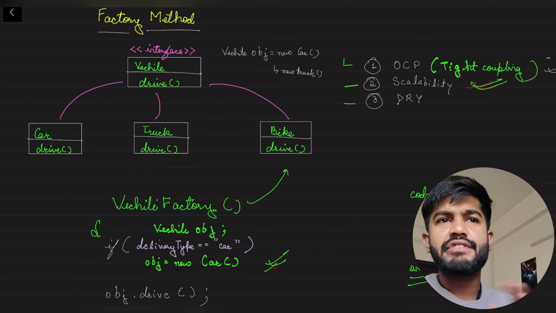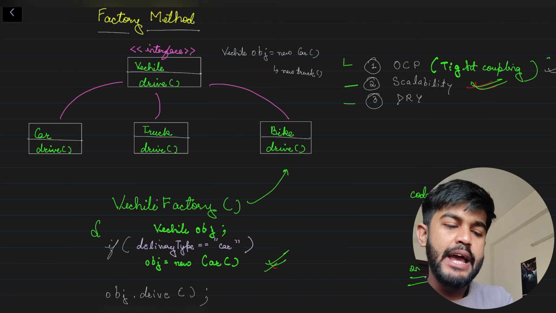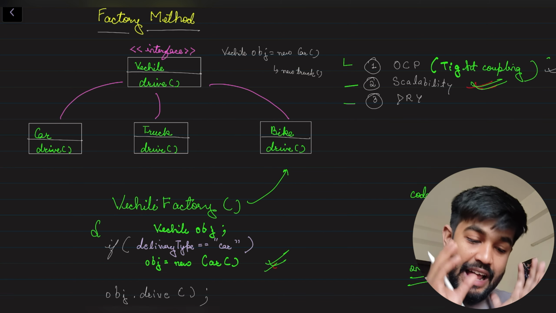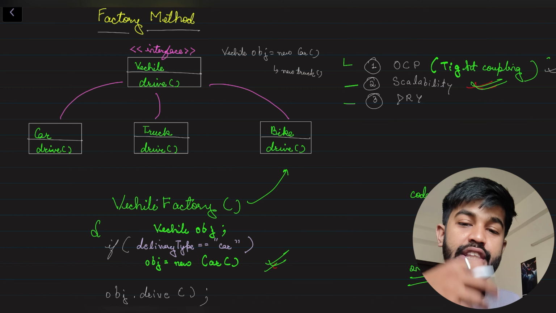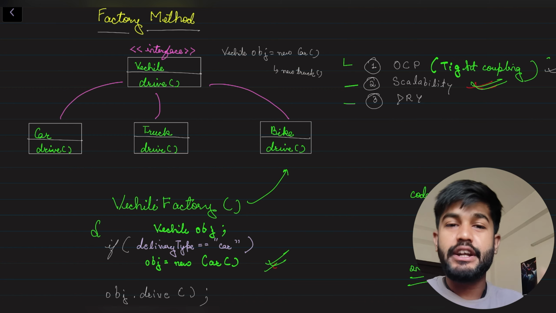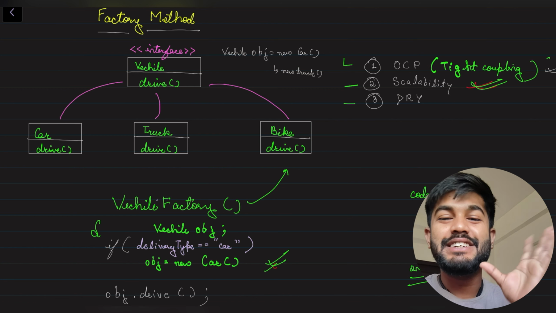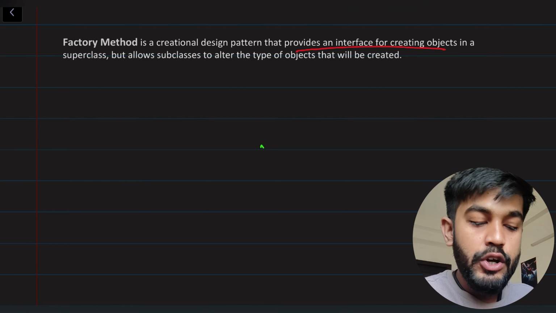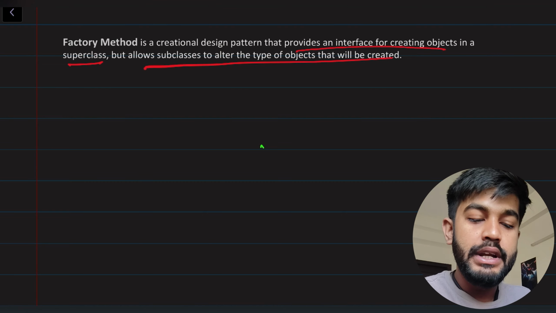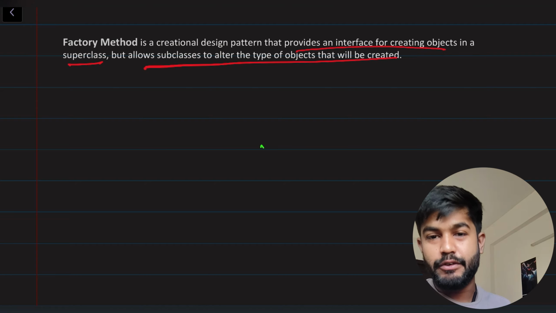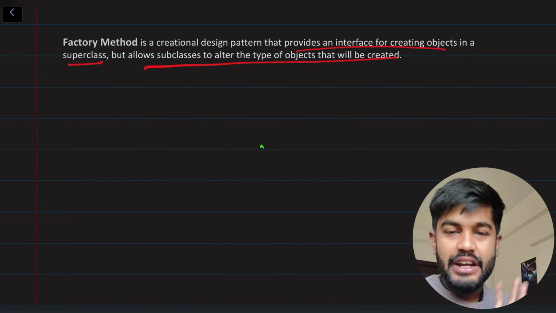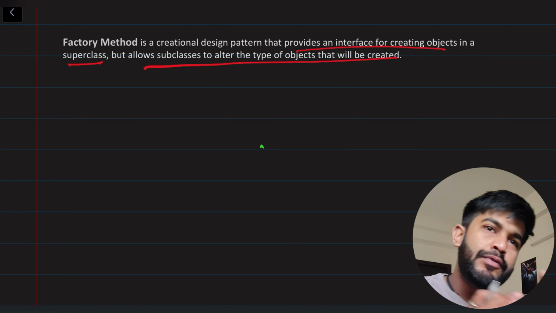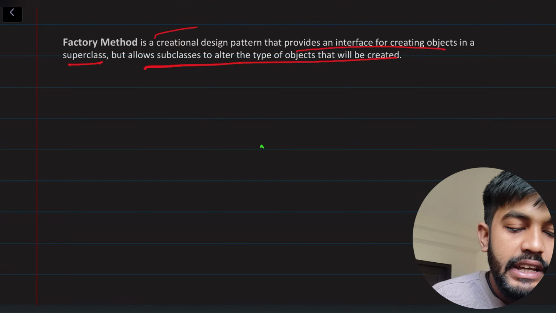Okay, so see, writing everything in the client was an issue here. So we encapsulated that logic in a class and we shipped it together, and that solved the problem. And this way of encapsulating the creation logic in a different class and shipping it with the code is a design pattern. So it provides an interface for creating objects in a superclass, but allows the superclass to alter the type of objects that would be created. Now if you observe, this pattern solves the problem of object creation. That is why this is a creational design pattern.